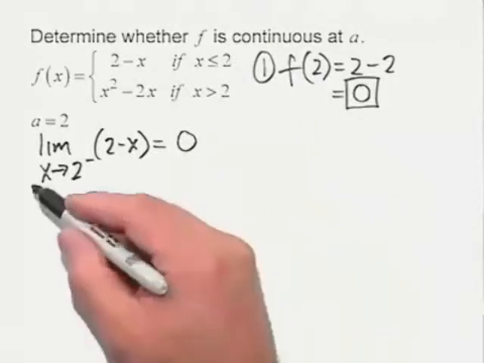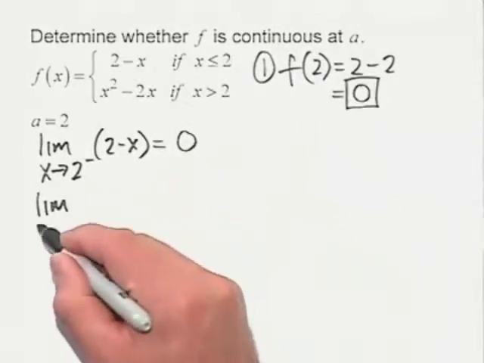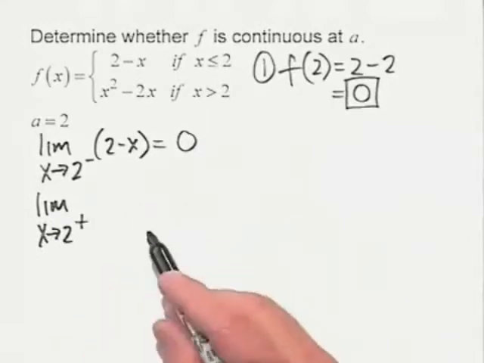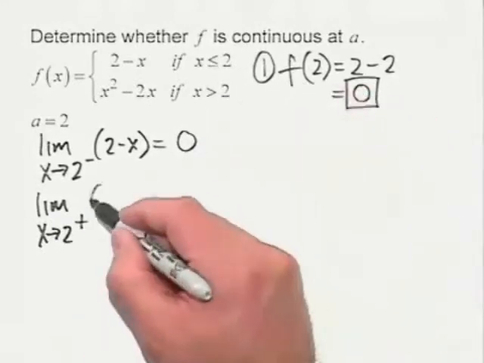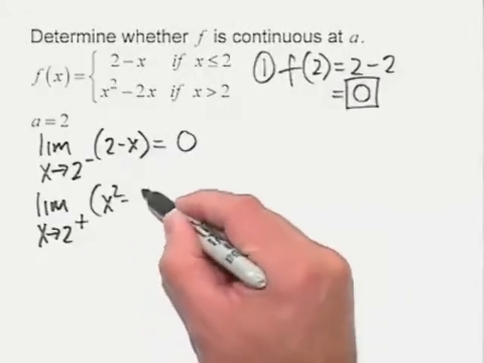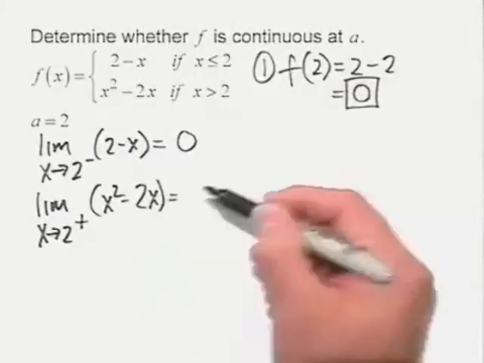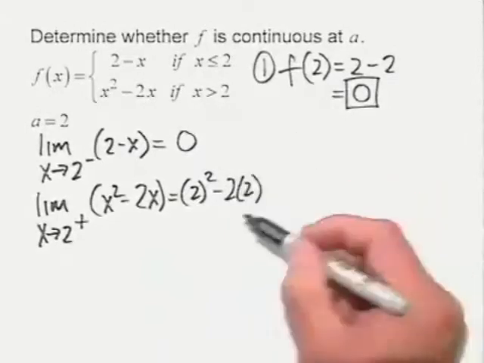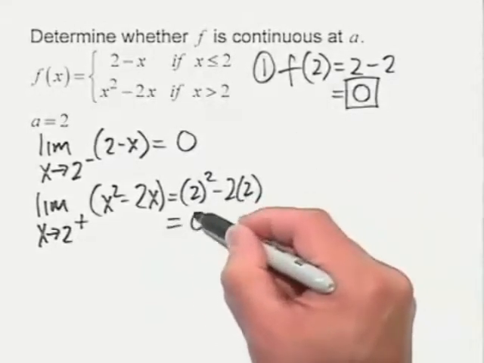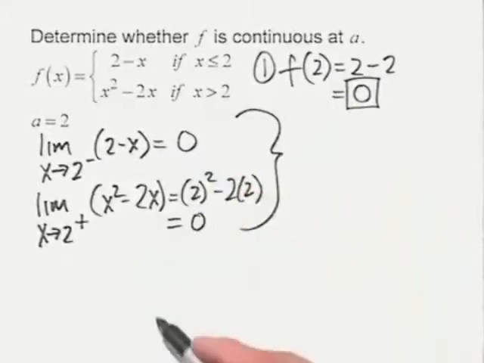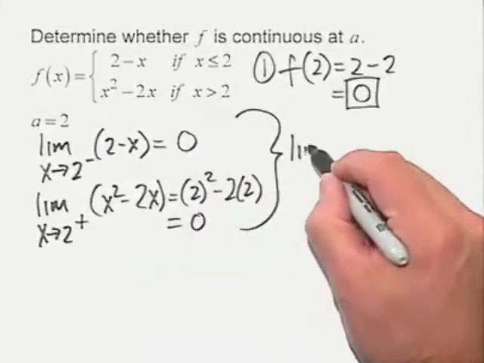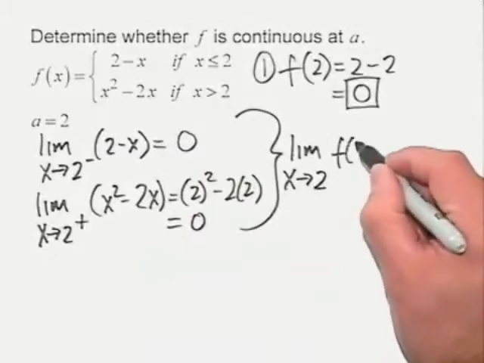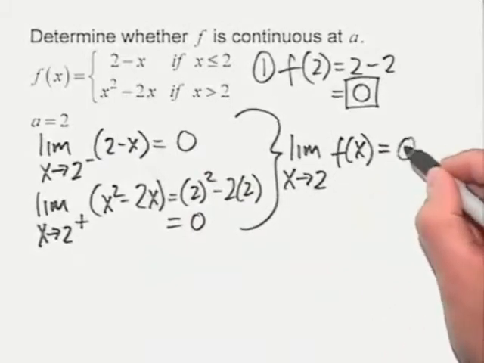Now we'll look at the limit as x approaches 2 from the right, or a right-handed limit. And because our values are greater than 2, we're going to use the function x squared minus 2x. And when we evaluate, we have 2 squared minus 2 times 2, 4 minus 4, so this is equal to 0. Since the left hand and the right hand limit agree, we can say that the limit as x approaches 2 of this function does in fact equal 0.